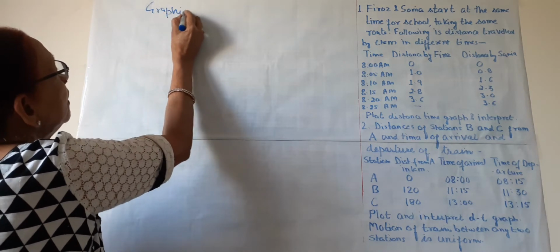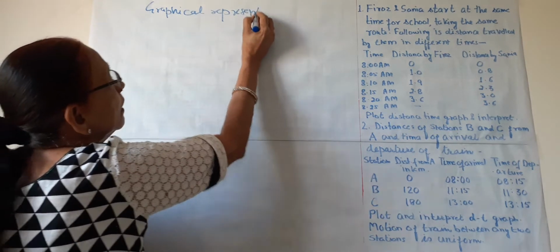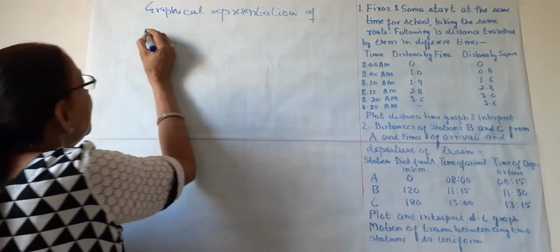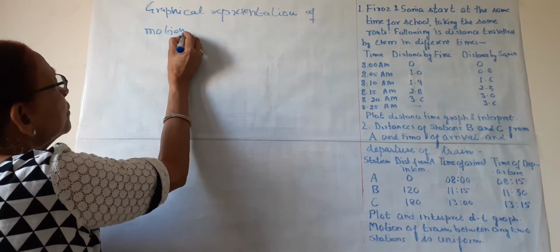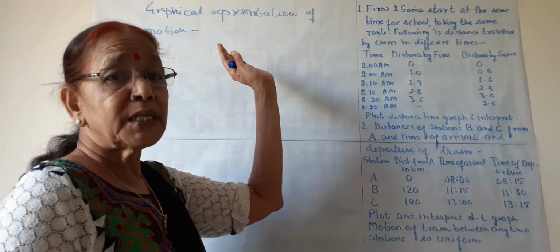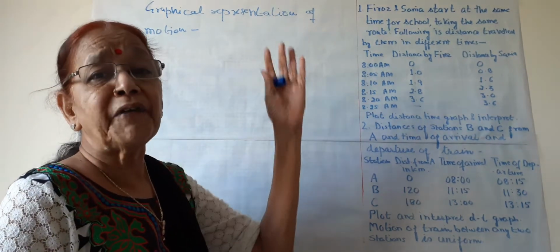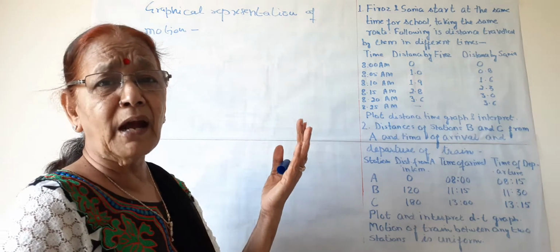Graphical representation of motion. What does it mean? What do we mean by graphical representation of motion? That is, the motion, which is a physical quantity, can be represented by graphical method, that is by graph. All of you know what is graph?